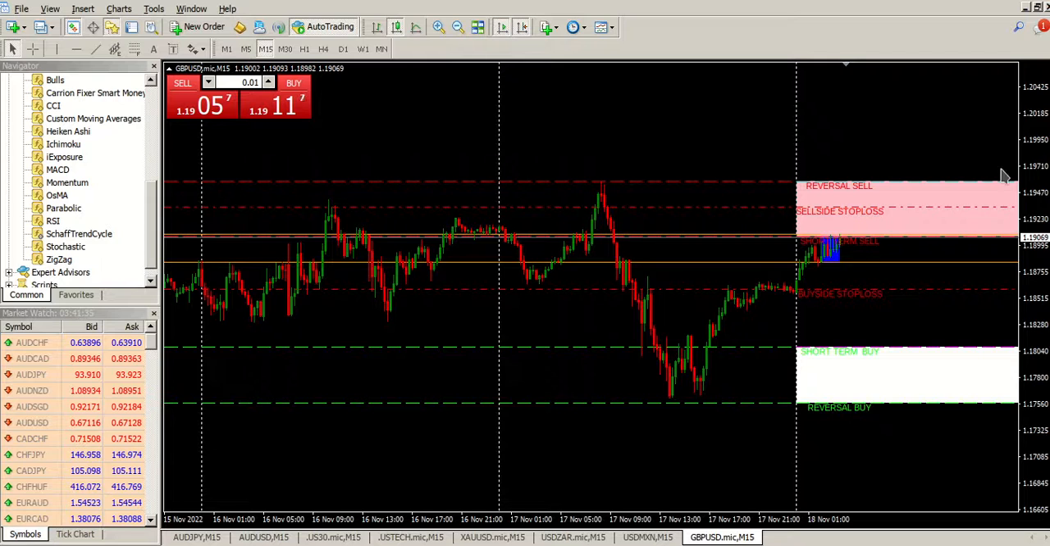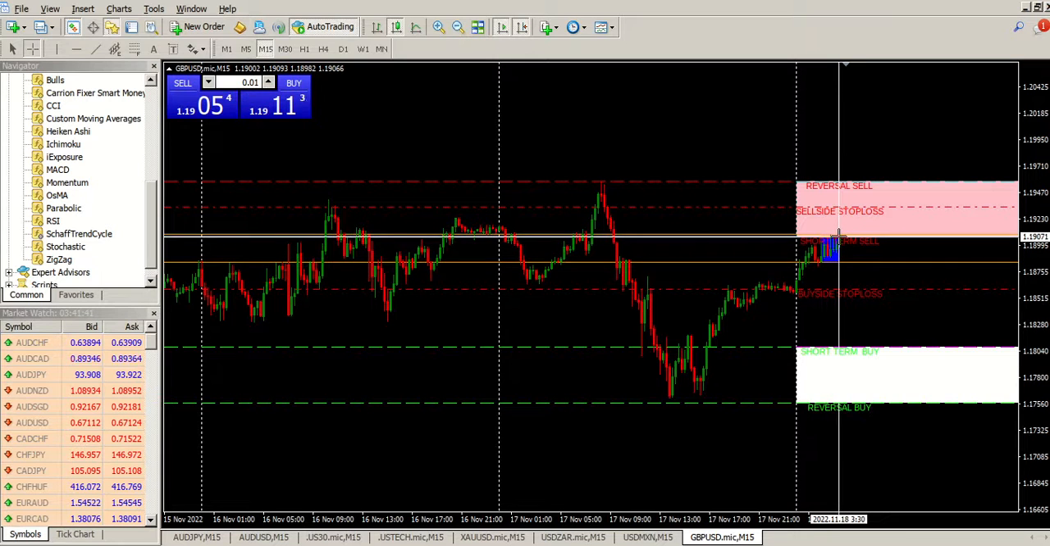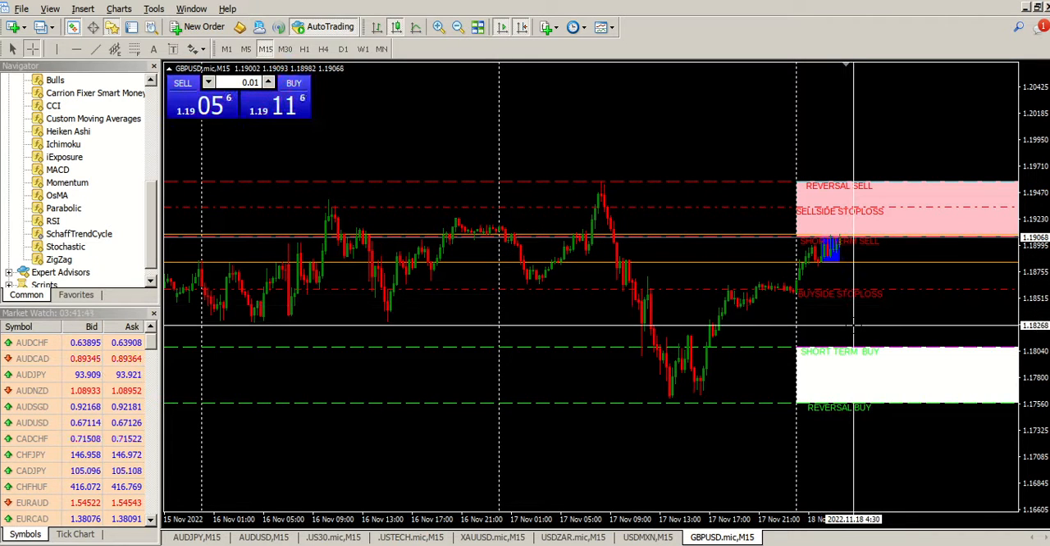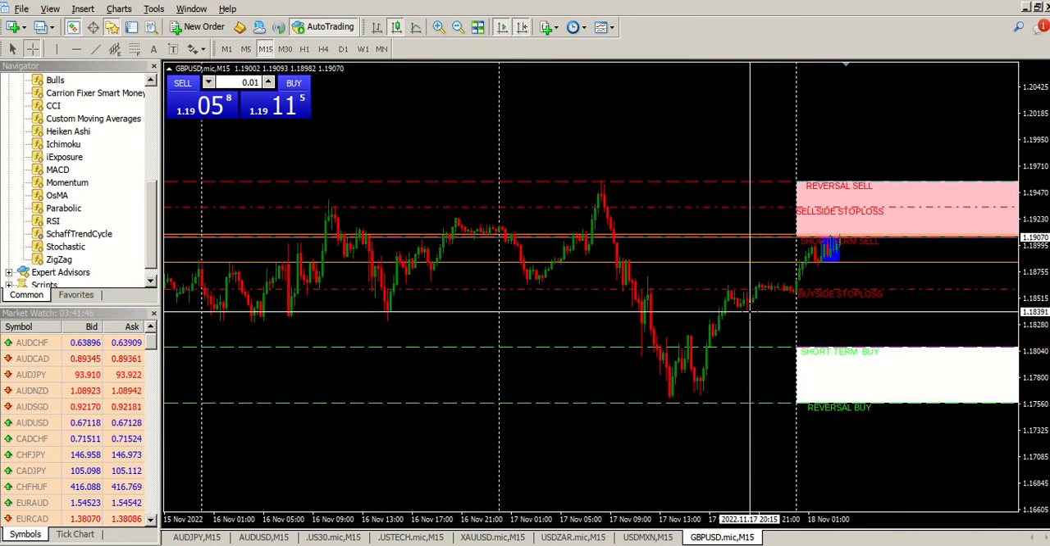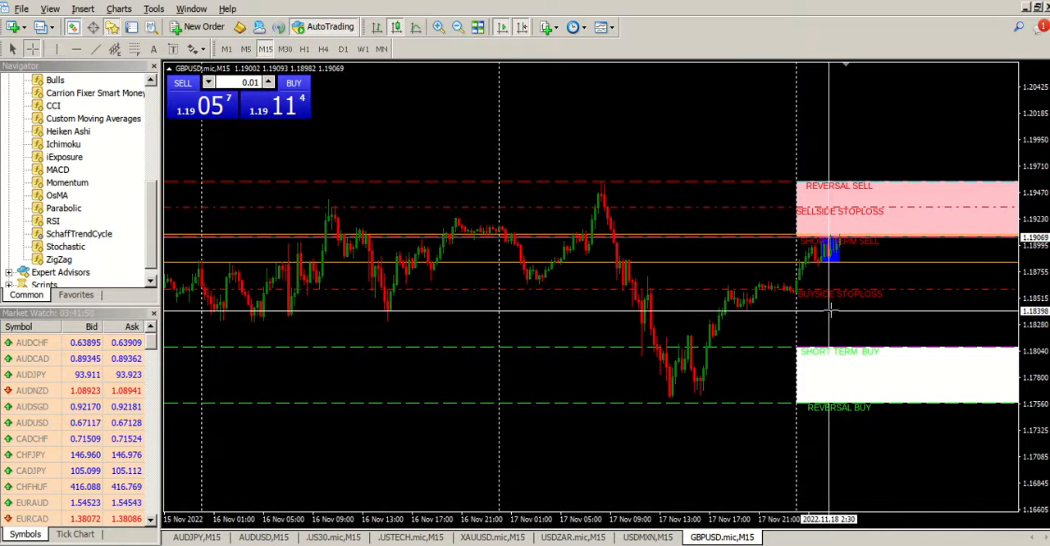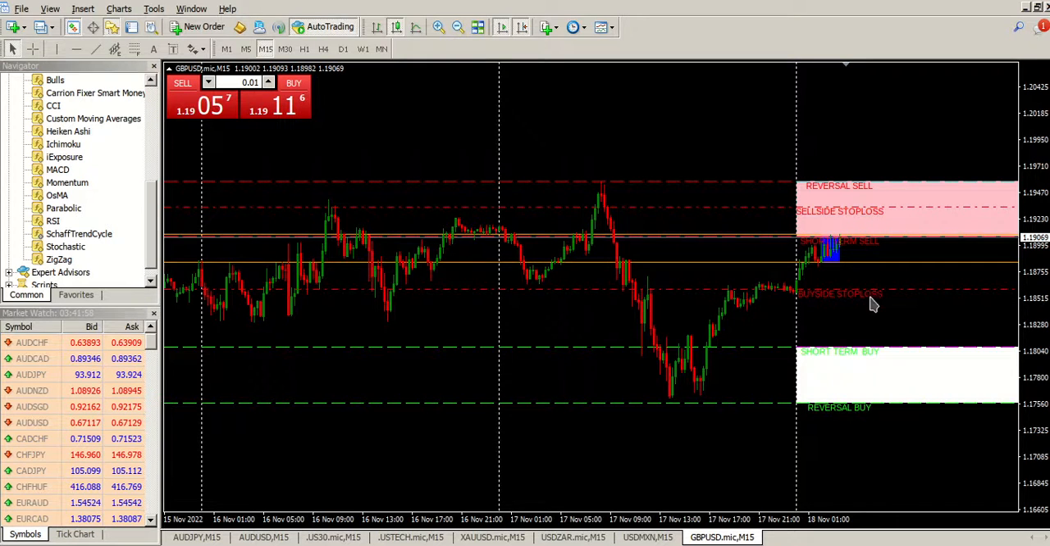GBPUSD. Well, this one I'm looking for a buy as well. Just going to let the market come down, take the stops, maybe around this low here or in between this area and this one. That's where I'm going to be looking for a buy, and then I'm targeting this area here.